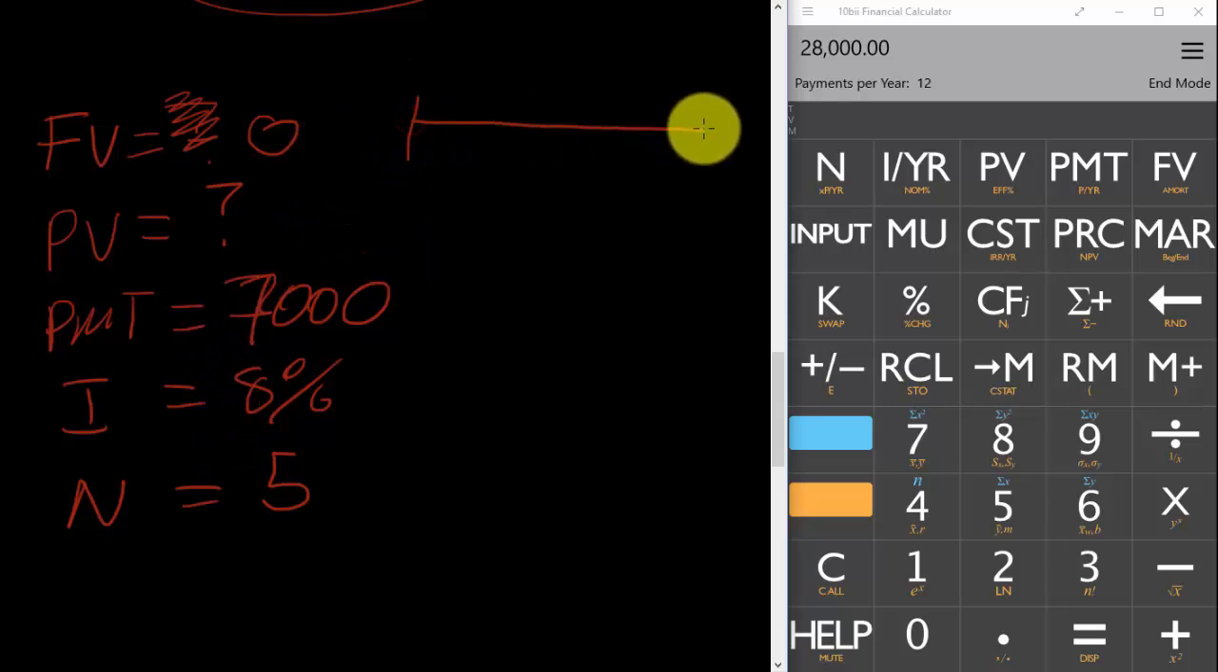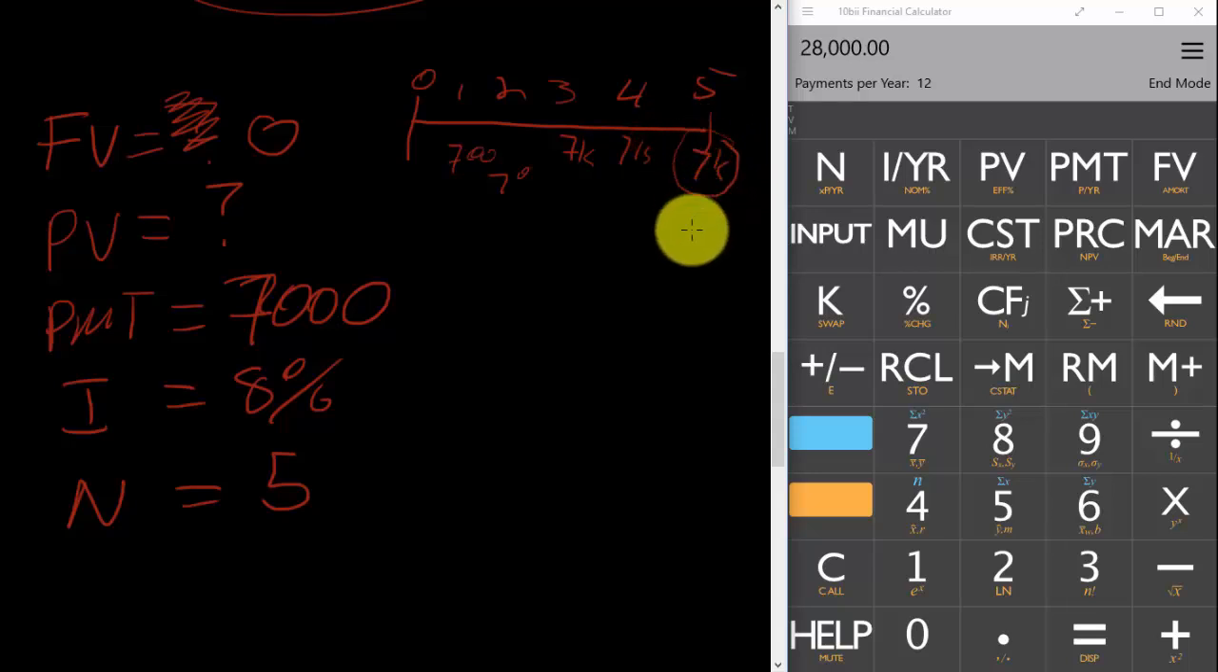Okay, we got our 5 years: 0, 1, 2, 3, 4, 5. And I'm going to get 7,000 here and 7,000 here and 7,000 here and 7,000 here and 7,000 here. And as soon as I get this last 7,000, the total amount of money in the investment goes to 0. There's no more money to be paid out. The future value of this investment at the very end of this process is 0. There's nothing left.